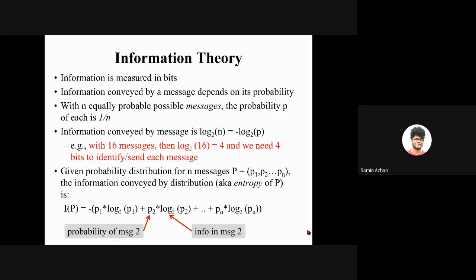All right. Now let's move on to information theory. What does the information theory say? The information theory says that the information conveyed by a message depends on its probability. With n equally probable possible messages, the probability p should be 1 by n for each of them. So if there are n messages, the probability of each message would be 1 by n, right?